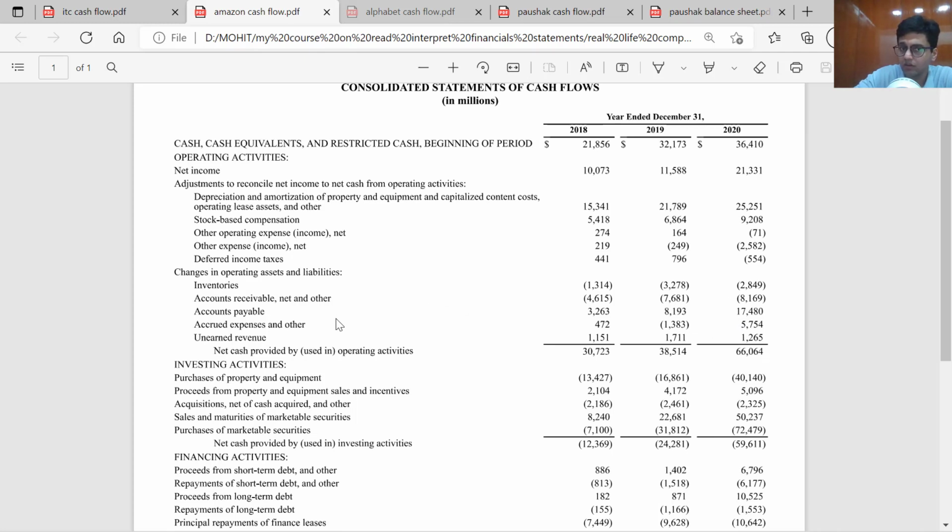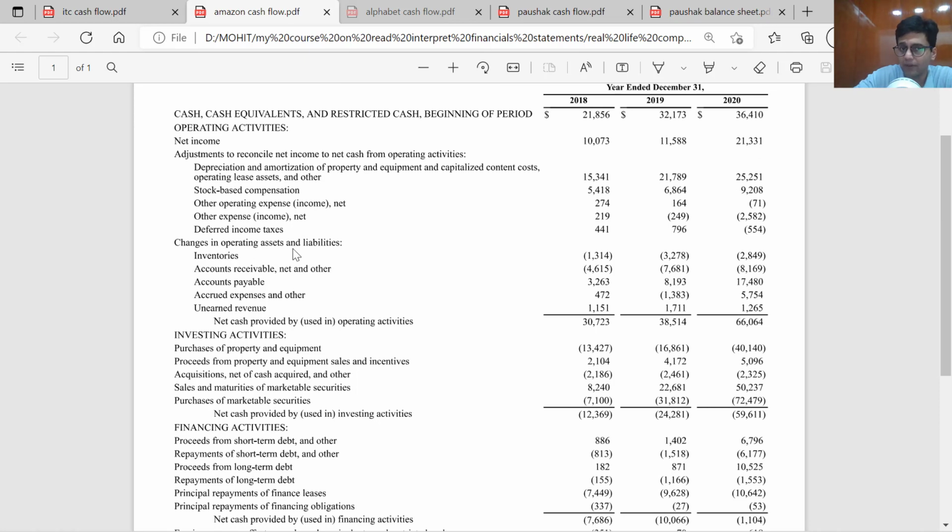Finally, we come back to the working capital. So change in operating assets and liabilities. So we have your inventories, your debtors, your creditors, your accrued expenses, and your unearned revenue. That is basically the revenue received from your customers, which you have not yet earned. That is a liability. So if it says inventories is minus, what does it mean?